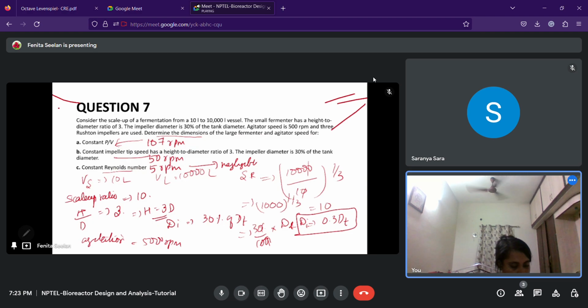But if your cells are shear sensitive, we cannot consider that. So your constant Reynolds number based scale-up criteria will yield you an RPM of 5 RPM, which cannot be considered actually. It is very low. So you can either go with your constant P by V if your cells are not shear sensitive. Otherwise, you can go with 50 RPM if they are shear sensitive.